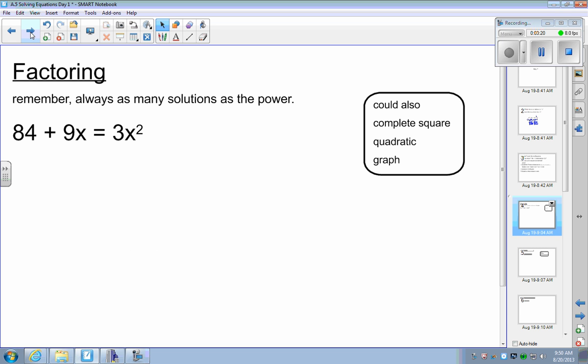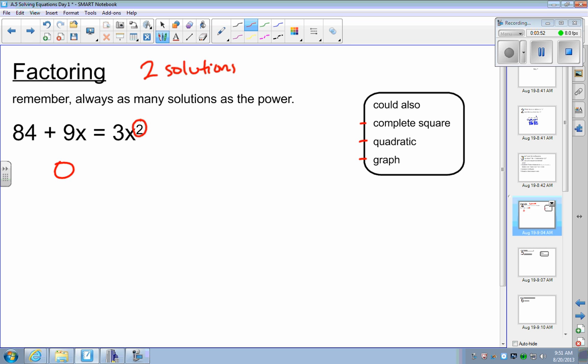So first thing, factoring. Okay, so this one's a little bit tougher than the last one we did. And I just want to remind you guys, there's always as many solutions as the power. So when you look at this, you have an x squared. So we know when we're all done, you need to find two solutions for me. Now, factoring isn't the only way to do this one. You can complete the square, you can do quadratic formula, and you can graph it in your calculator. Okay, but it factors, so we're going to do it.